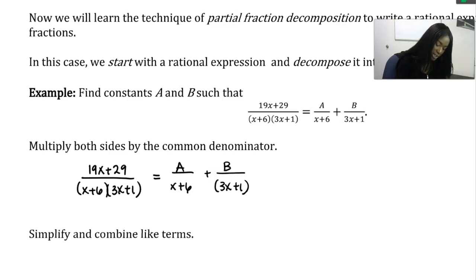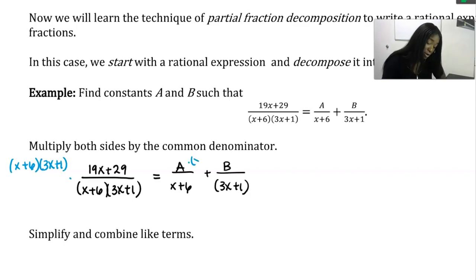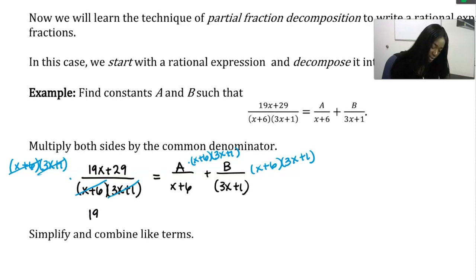So I am multiplying this term by the x plus 6 times the 3x plus 1. I am multiplying this term by the x plus 6 by 3x plus 1. And I am multiplying this term by x plus 6 by 3x plus 1. Okay, so when we do that, this cancels, that cancels, that cancels, and we're only left with 19x plus 29 on the left side of the equation.